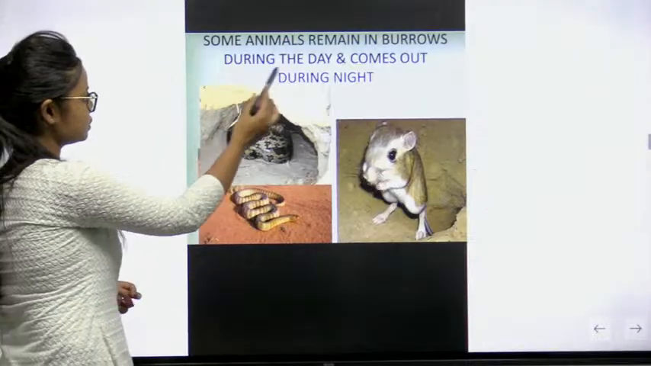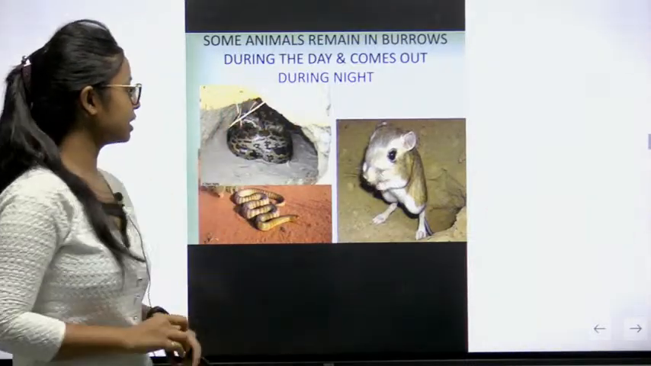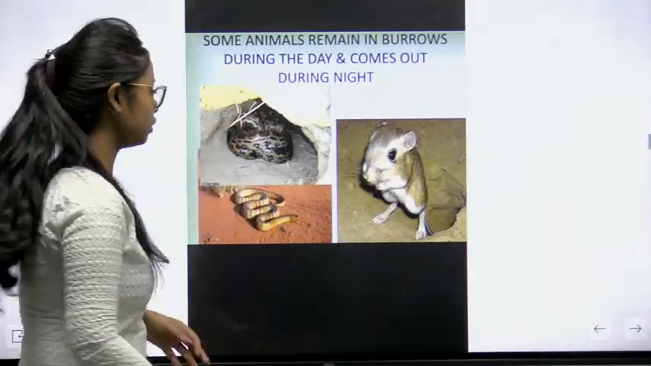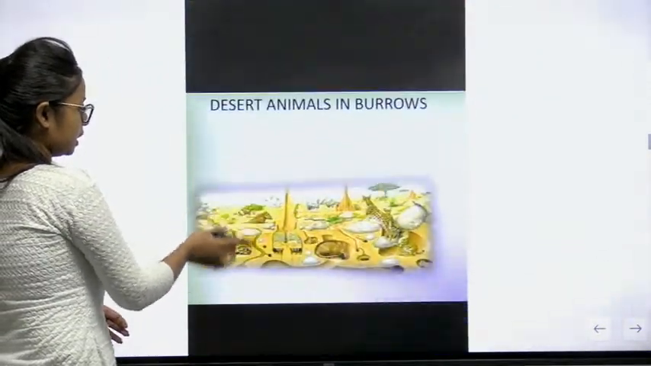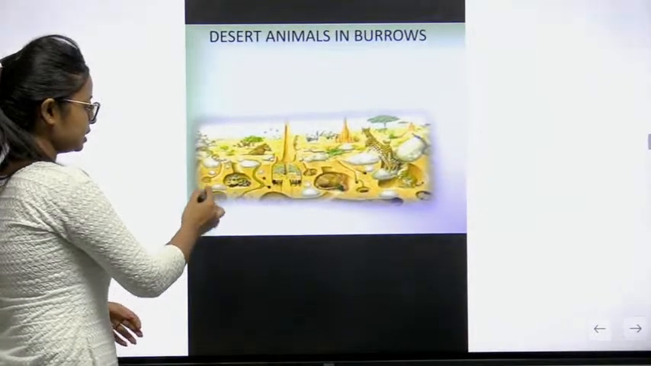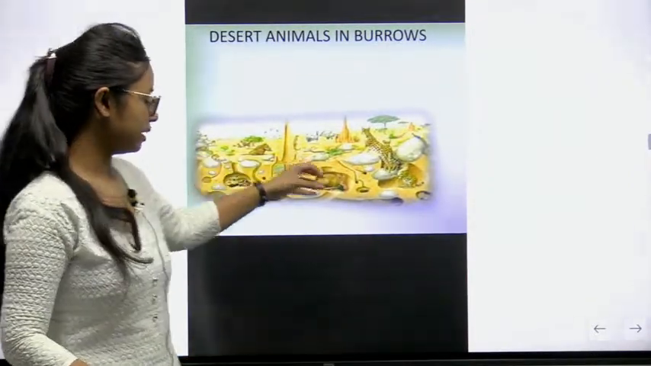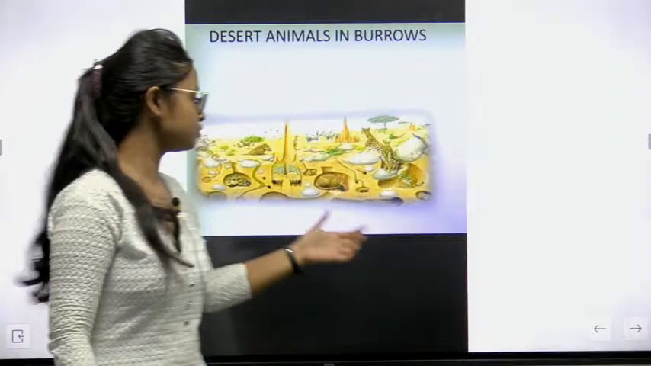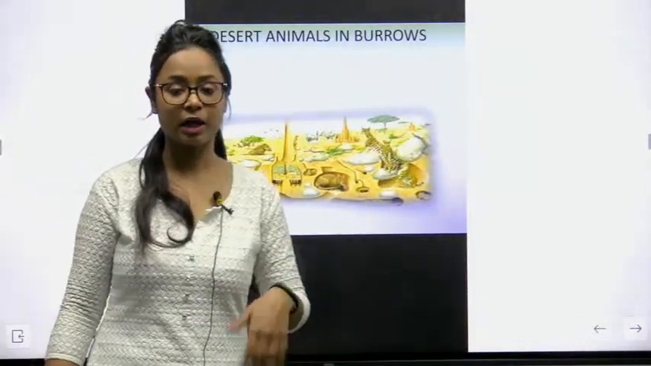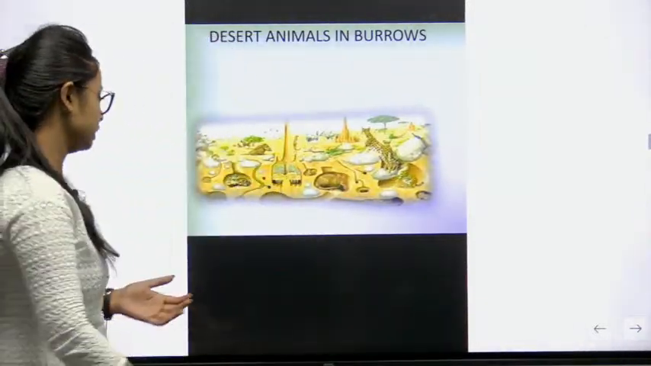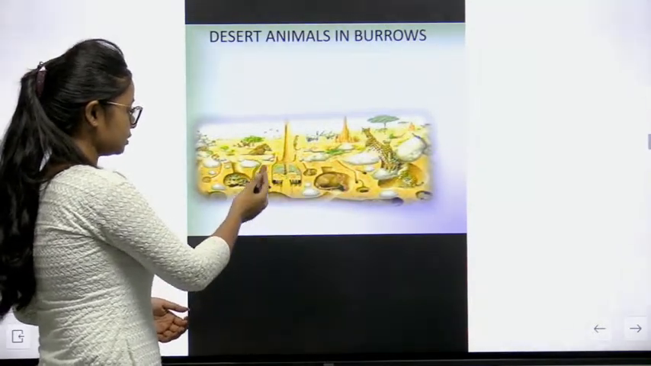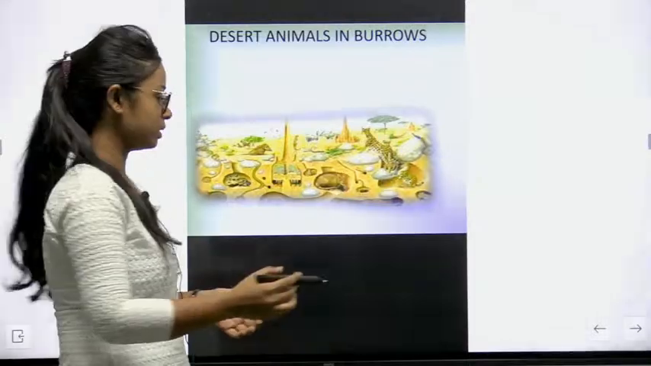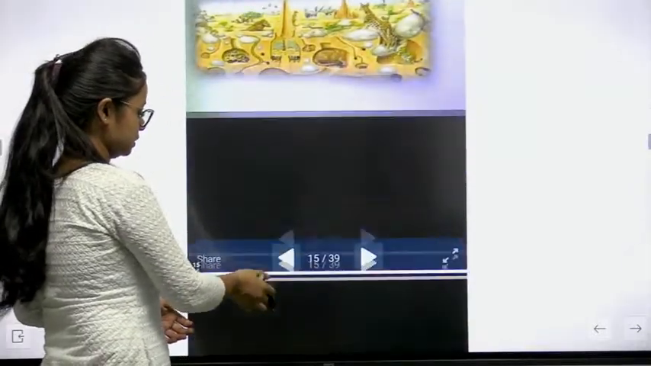So some animals remain in burrows during the day and come out during the night. They are called nocturnal animals. Now you can see in this picture, this is how they dig a hole and burrow in that and live over there for the daytime and come out in the night. This is how. Rat, snake, these are examples of nocturnal animals.